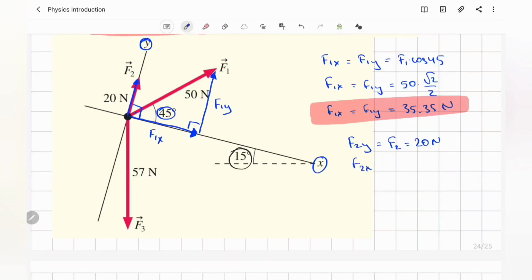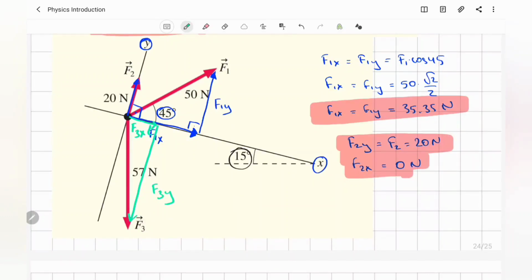The x component is basically 0 newtons because it's exactly vertical, in the y direction. Now let's come to the third force. Let me choose a different color. This will be the x component for the third force, and this will be the y component. So this is F3x, F3y, and here we have a 90 degree perpendicular.